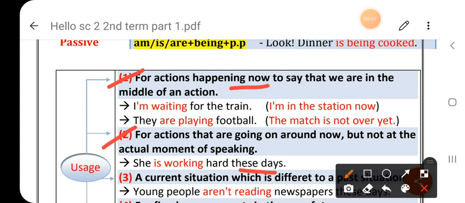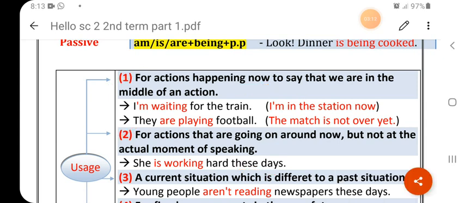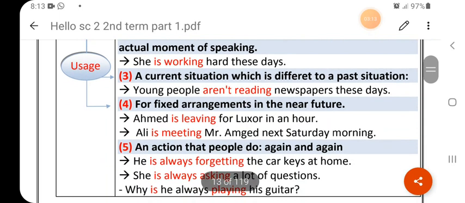Got it? But the present continuous, we use it for what? Temporary action that is happening, and after a while it will stop. Got it? Top.